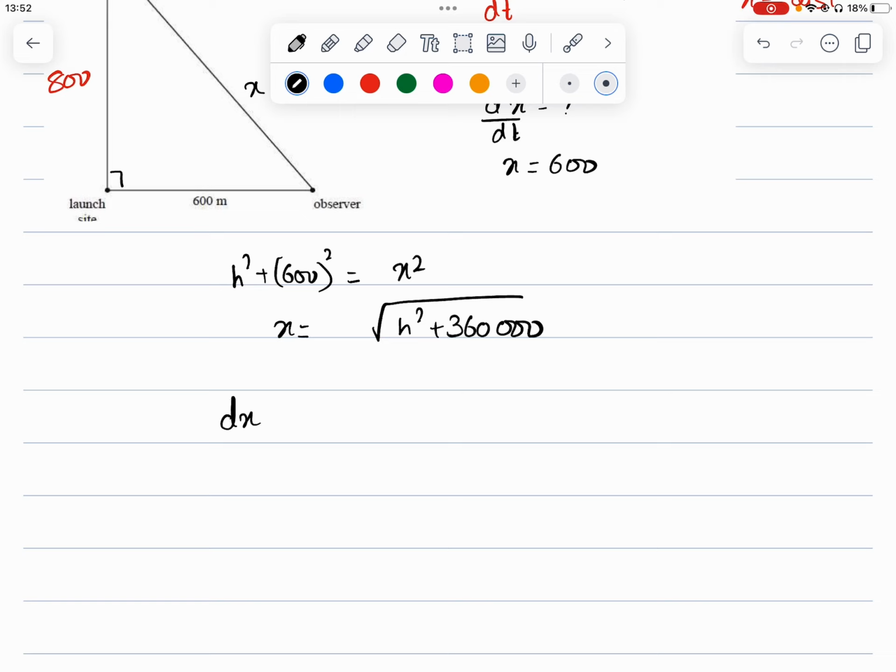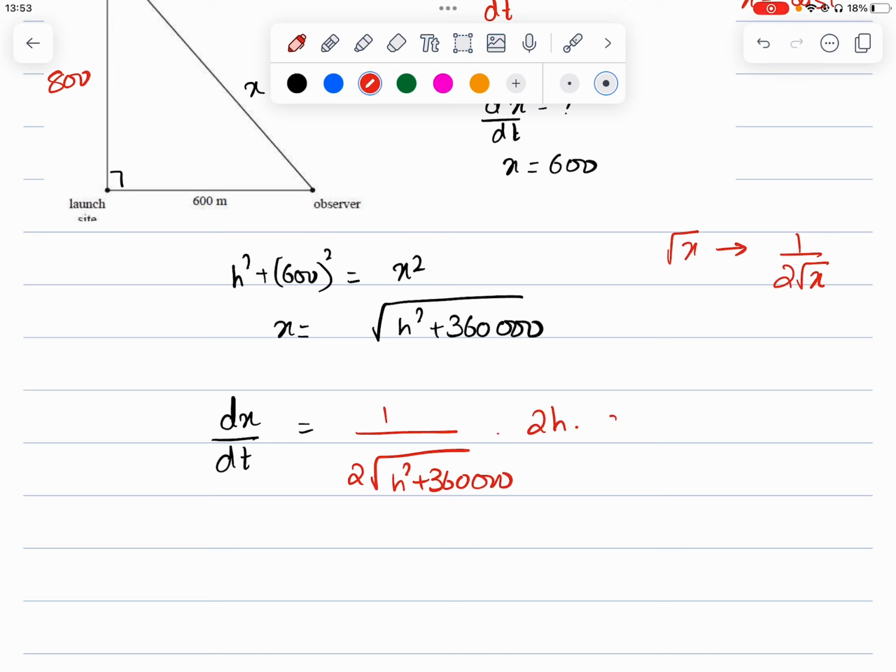So the derivative of x with respect to time is dx/dt. Now this is root x. So remember that the derivative of square root of x, so many times you'll be coming across, is 1 upon 2 square root of x. Easiest way. So this is again 1 upon 2 square root of h square plus 360,000 times the chain rule. The h square derivative is 2h. Again the h derivative is dh/dt. So the x derivative is dx/dt and the h derivative is dh/dt.